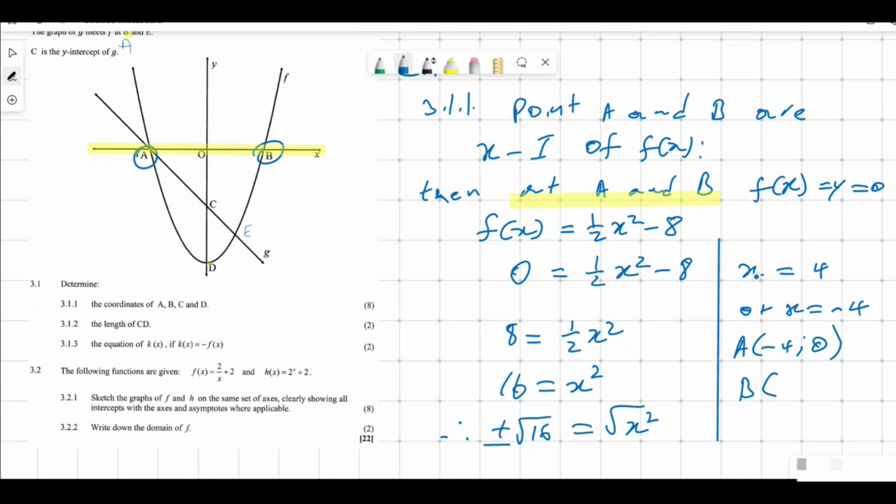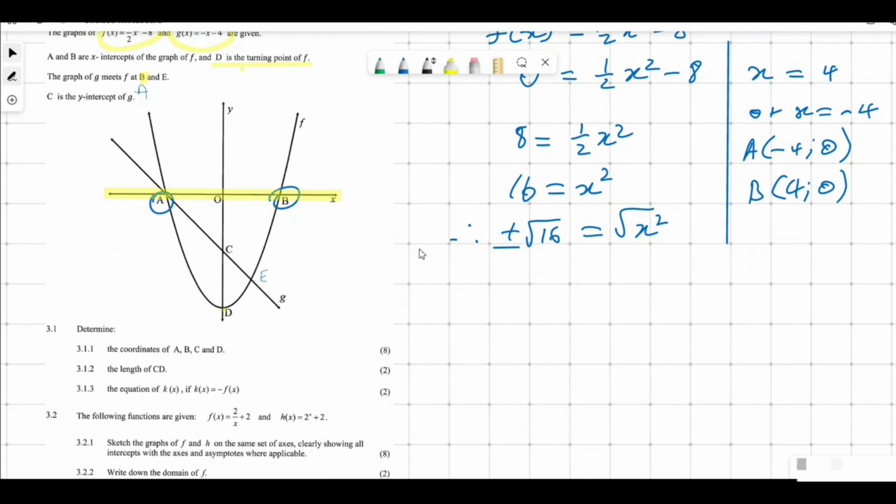Remember, we got two values: x equals 4 and x equals negative 4. So B will be (4, 0). Still for this 8 marks, for sure we've collected already 8 marks. What we see is that C, can you see that C is the y-intercept as indicated here? C is the y-intercept of g.